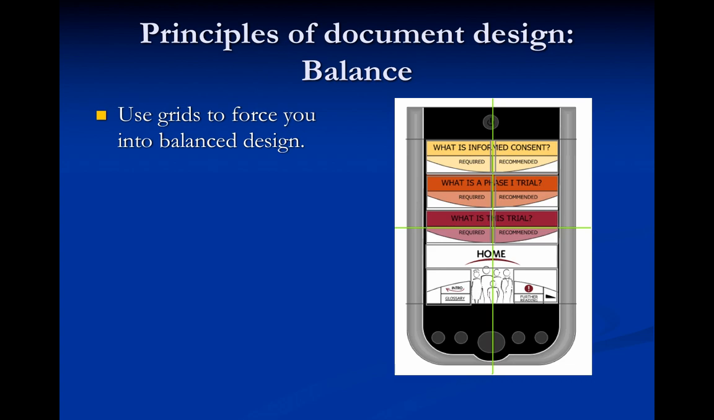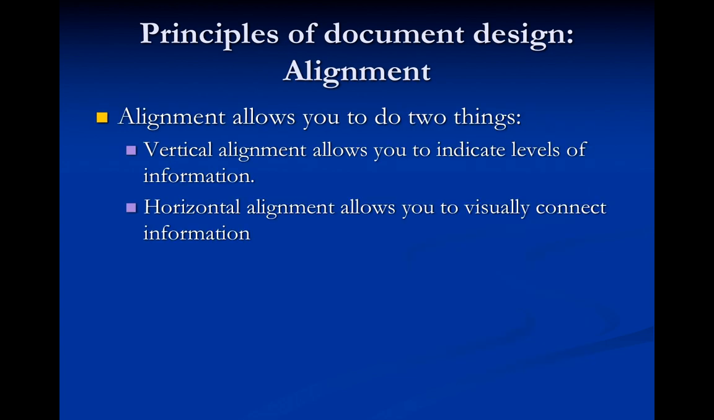The next principle is alignment. Alignment allows you to do two things. Vertical alignment allows you to indicate levels of information, and horizontal alignment allows you to visually connect information. So with vertical alignment, if we're reading top to bottom, we typically think of things that are higher as being more important or being at the top level of something. Also, with horizontal alignment, the further something is moved to the left, it allows you to visually connect information somehow. So those two principles of alignment are very, very important.